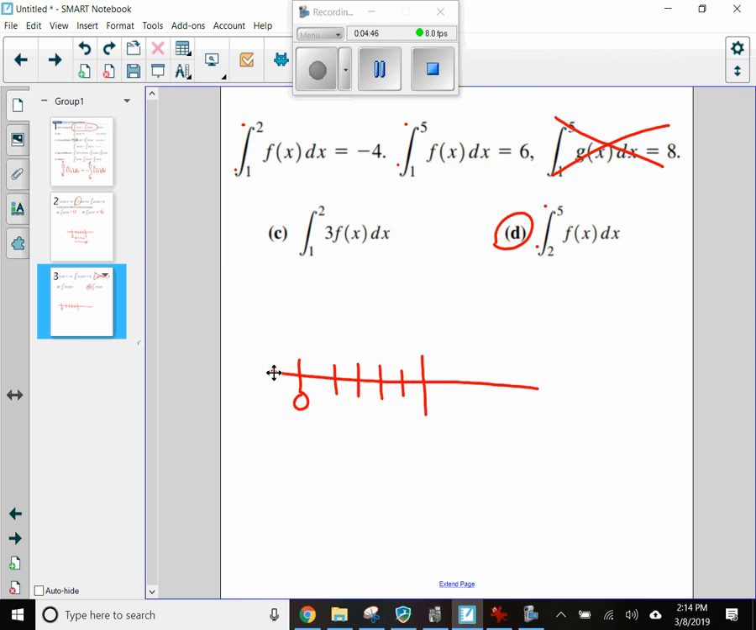And I know that the integral from 1 to 5 is equal to 6. And I know that the integral from 1 to 2 is equal to -4.